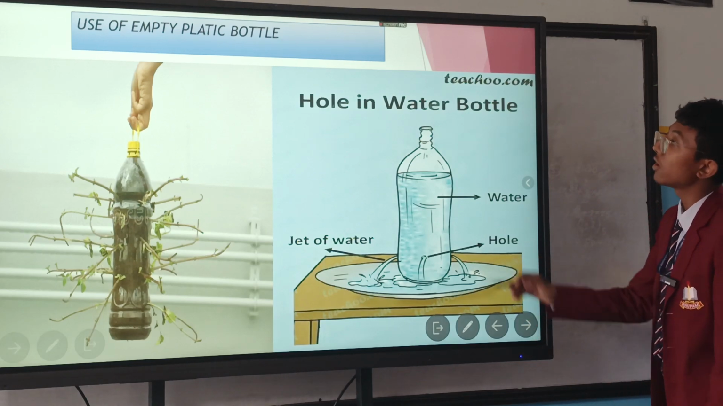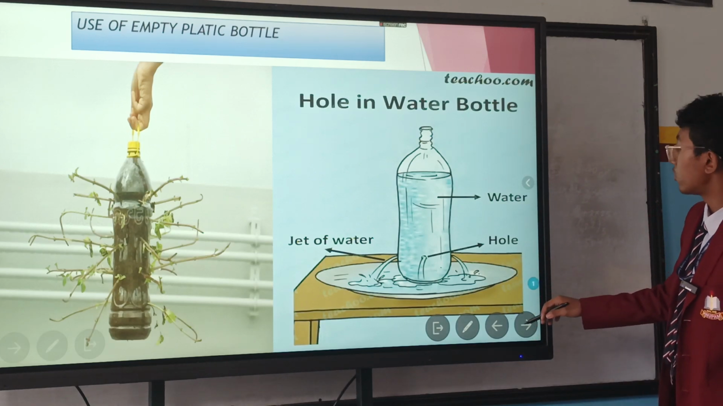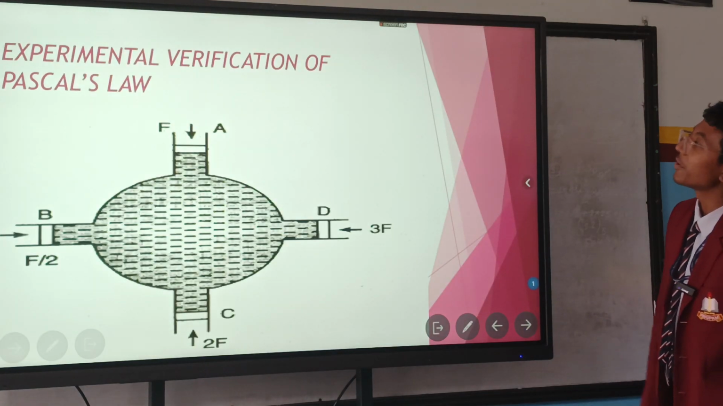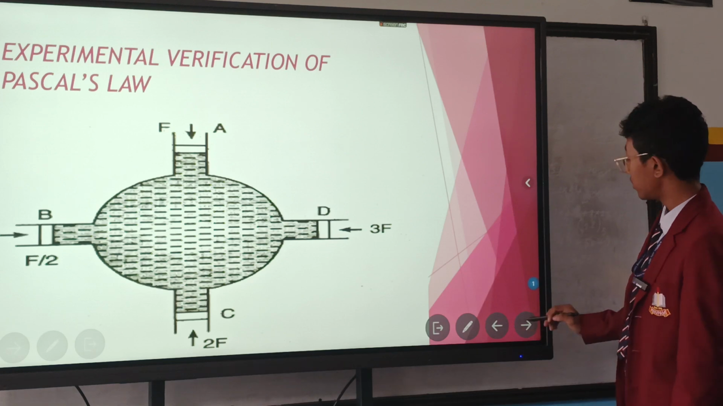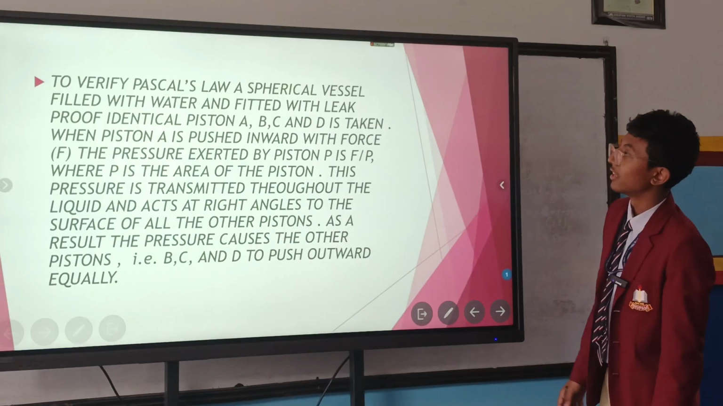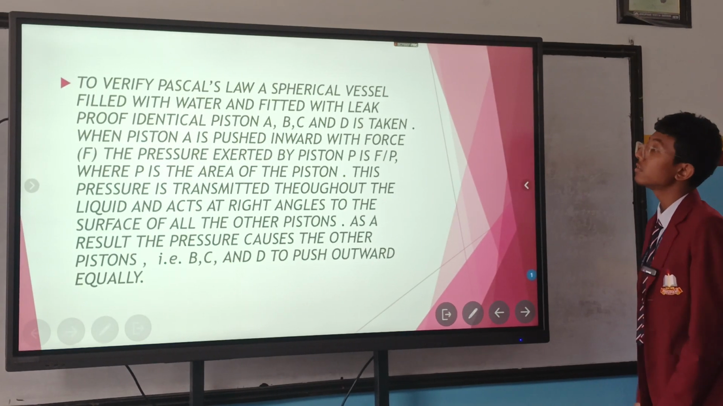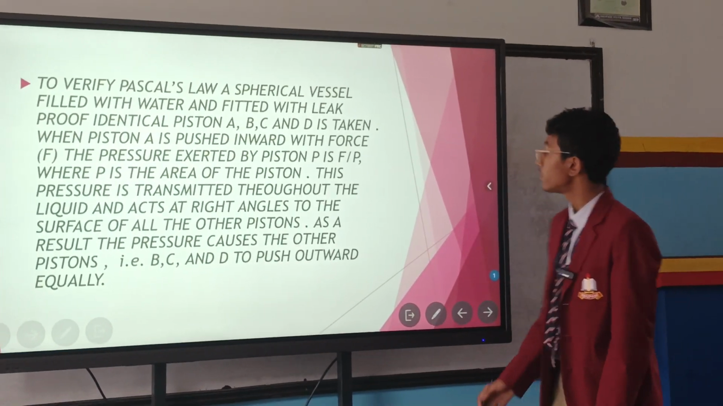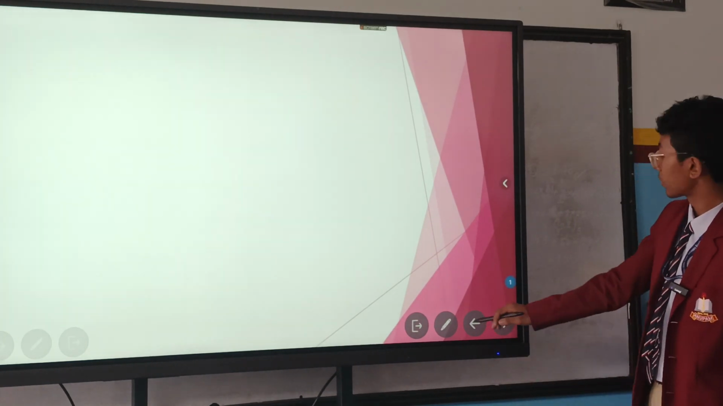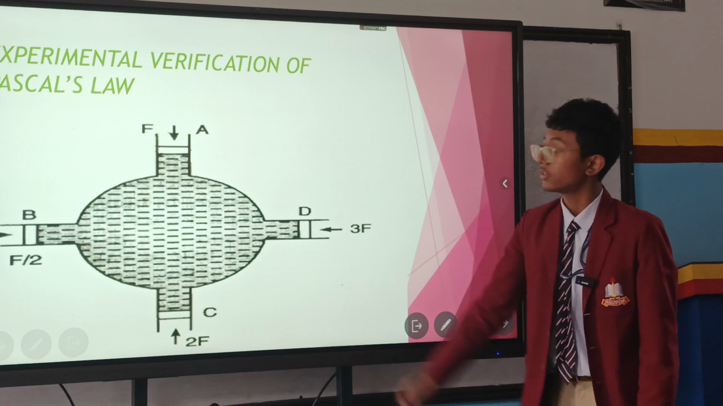So here is the example of use of empty plastic bottles. Experimental verification of Pascal's law. To verify Pascal's law, a spherical vessel is filled with water and fitted with leak-proof identical pistons A, B, C, D. You can see in this figure.